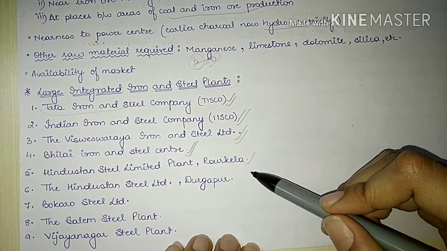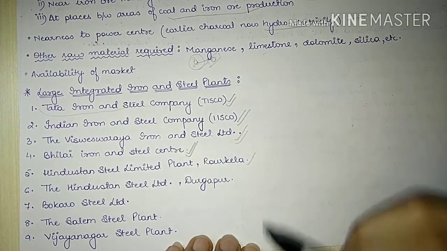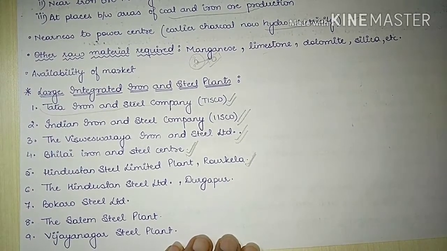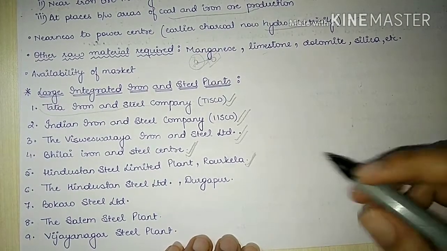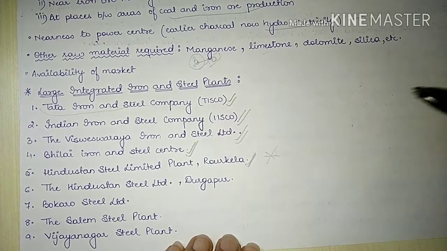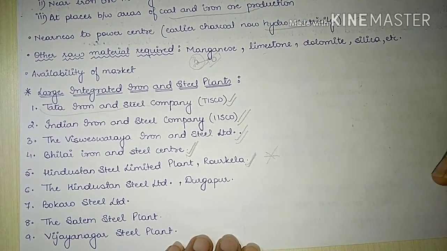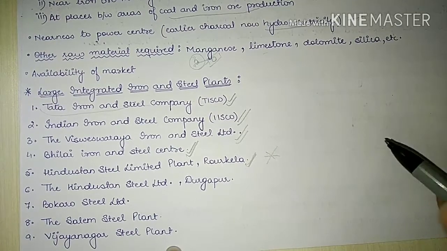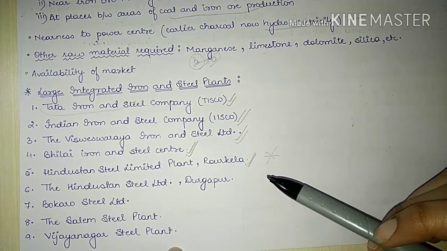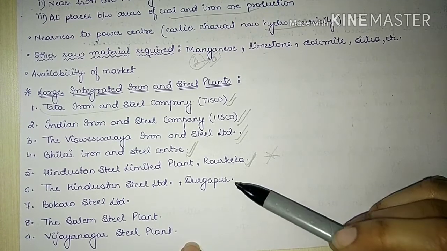After that we will see that this area has a major railway line and it enjoys the facility of railway transportation. Then Kolkata provides the port facility to this plant. Then we have Hindustan Steel Limited, which is located in Durgapur.